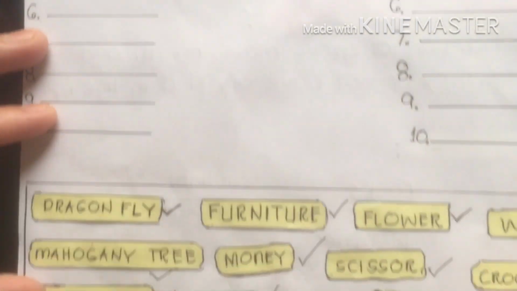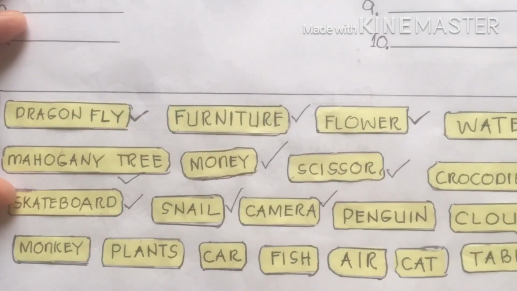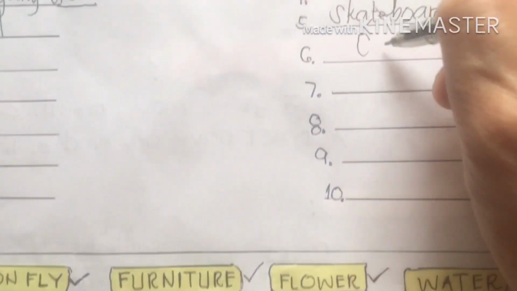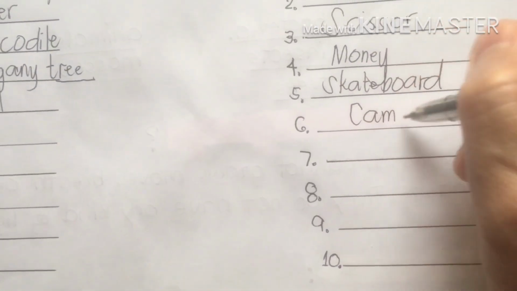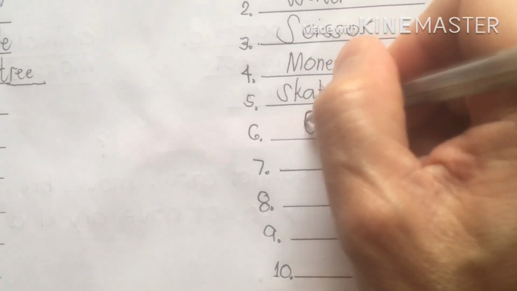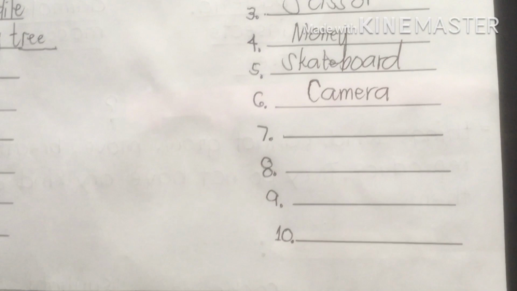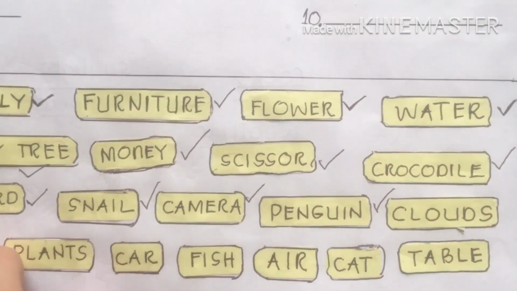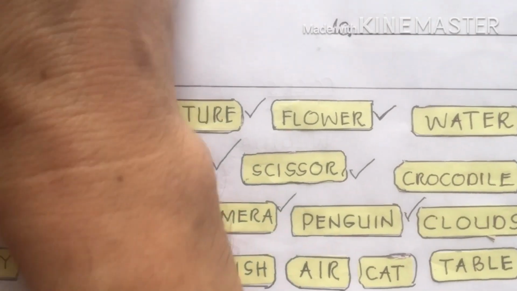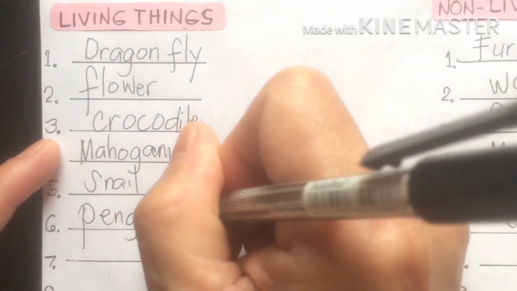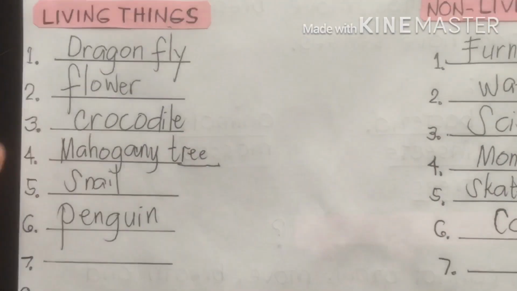Next, camera. Okay, we need this, for example, in documentation. Camera belongs to non-living things. That's a camera. Penguin. Oh, that's good. It's a type of animal, of course. Penguin belongs to living things. There's life. Penguin.